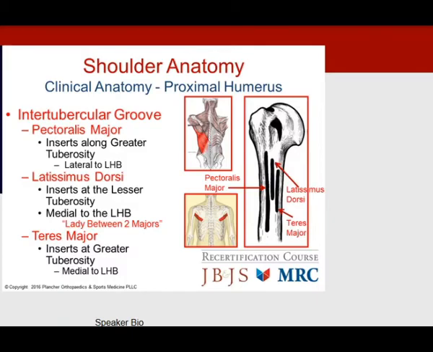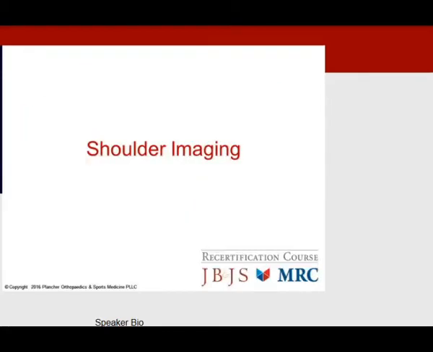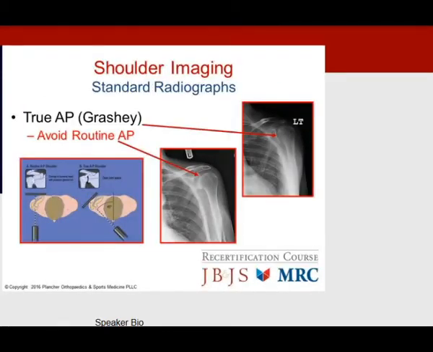When doing open surgery around the proximal humerus, it's important to remember that the latissimus dorsi, the lady between two majors, is medial to the long head of the biceps, while the pec major and the teres major are inserting at the greater tuberosity, the pec major lateral, the teres major medial to the long head of the biceps. So X-ray technologists can help you, and I encourage you to always avoid a routine AP seen in the middle image.